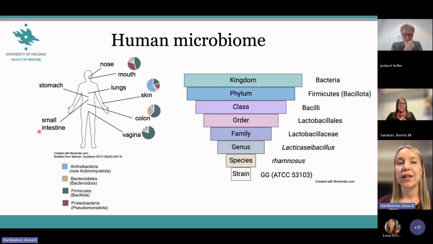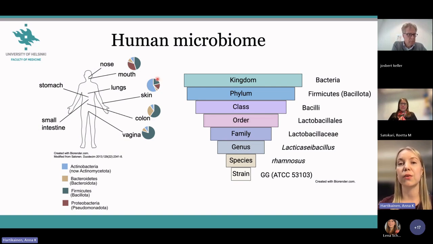So let's start. Many of you know that we are living with microbes, and mainly they are living in our guts and they are bacteria. But of course, we have different microbiomes all over our body, for example in the mouth, skin, vagina, also in the lungs and so on. Microbiota is used as a term to describe the microbes that live in a certain environment, and microbiome is a collective term for the microbes, their genes, and the environment that they live in.